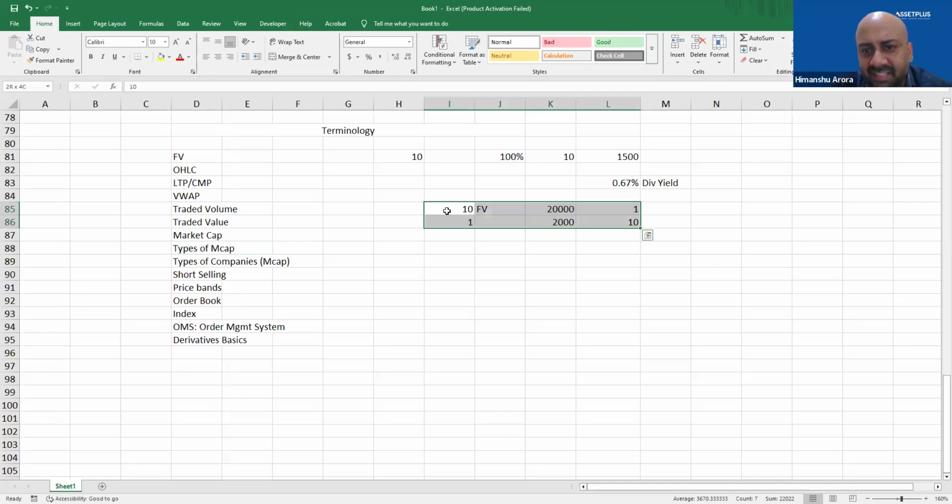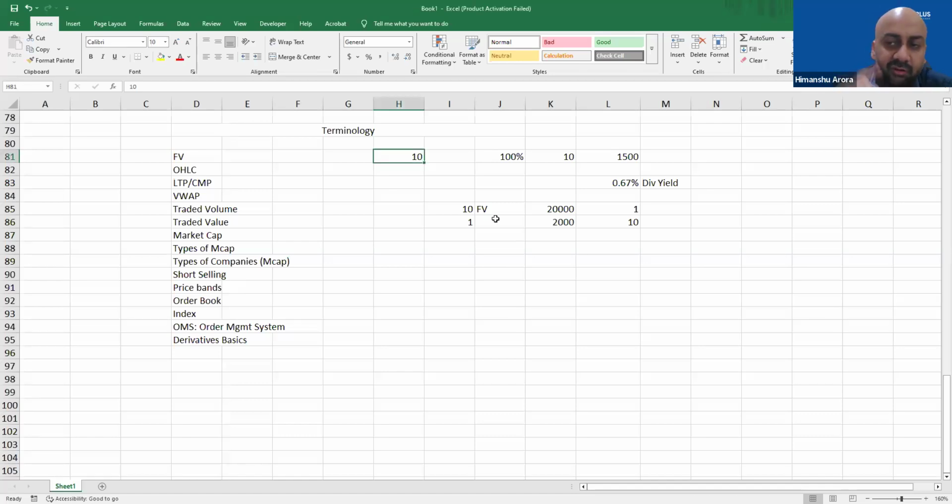Just simply write yes in the chat box if this point is clear to everyone. Okay. For some of you, I'm explaining the concept once again.